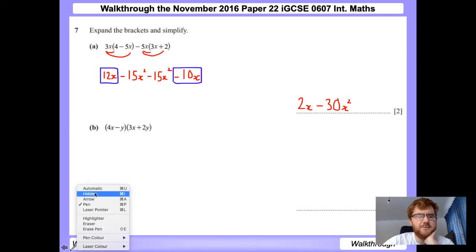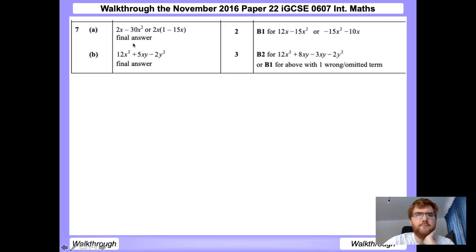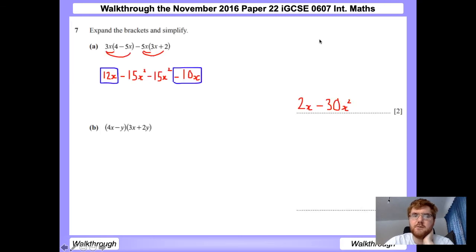So I'll just show you in terms of working. Okay, you could also factorize it as well, this is true. And notice you get the base mark for doing this calculation or this calculation. So that's where you would pick up 1 method mark if you did not simplify this part correctly.